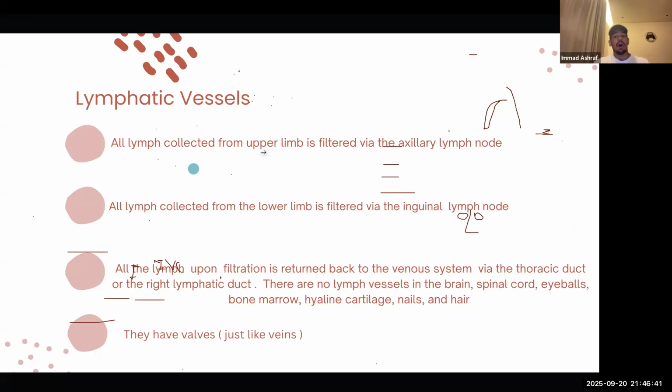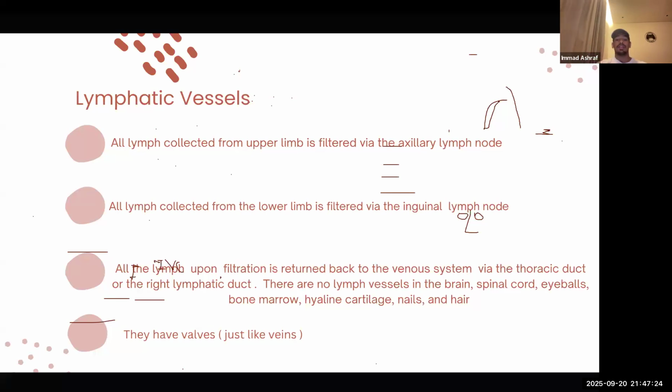And lymphatic vessels. This is really important, guys. All lymph in the upper limb is filtered via the axillary lymph nodes. There are 5 groups of axillary lymph nodes, present in the axilla, in your armpit, and all the lymph in your upper limb is filtered through these. All the lymph in your lower limb is filtered via the inguinal lymph nodes. I told you about the inguinal region earlier in the lecture. It's near your thigh. There are lymph nodes there, and all of the lymph in the lower limb is drained through these. Upon filtration in the lymph nodes, it eventually goes up to the thoracic duct, which is this one on your left, or the right lymphatic duct on your right, and returns into the venous system.